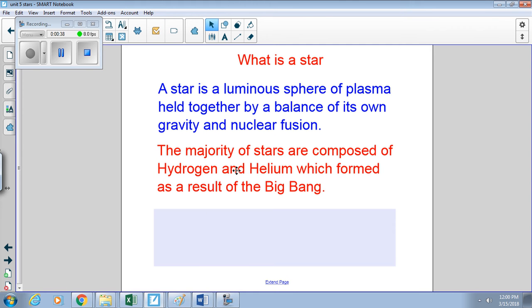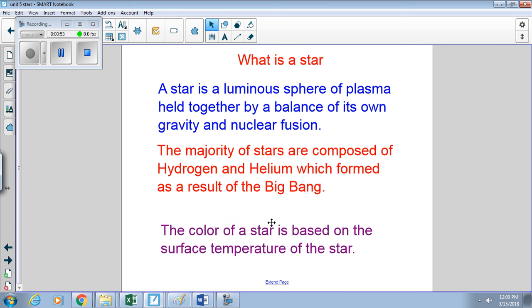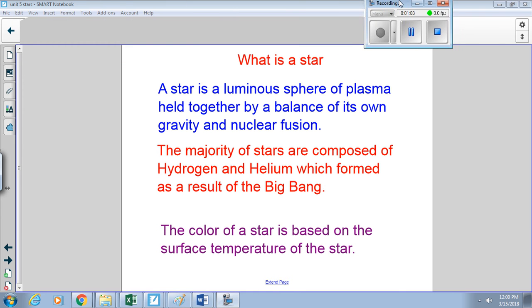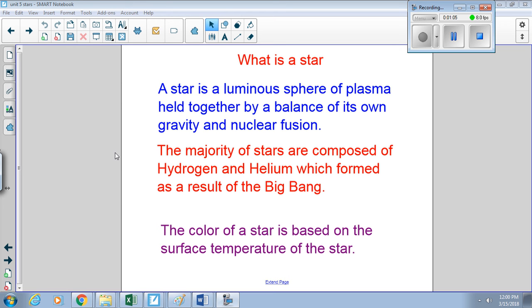Most of the stars in our universe that are known to us are composed of hydrogen and helium, which are left over and resulted from the Big Bang, not the theory, not the show. And the color of a star is based on the surface temperature of that star. Now, this is kind of backwards from what you might be thinking, where red is actually cool and blue is actually hot. So kind of opposite of what you might think.